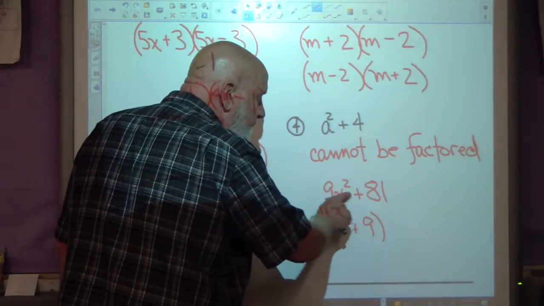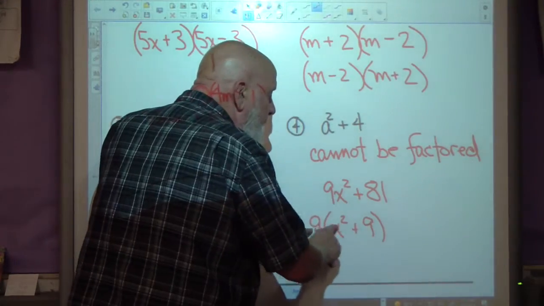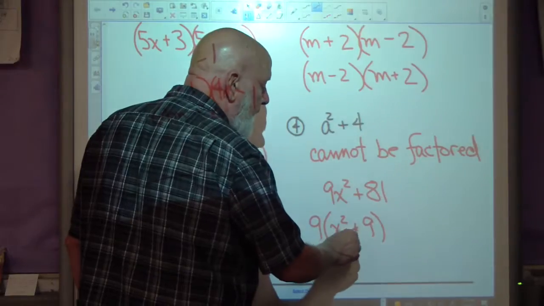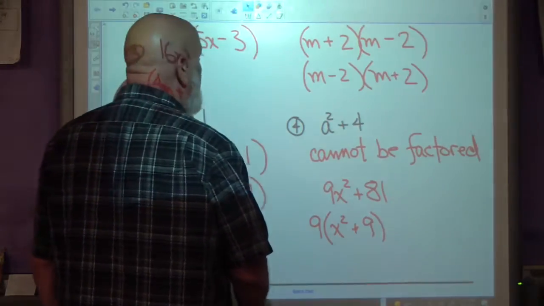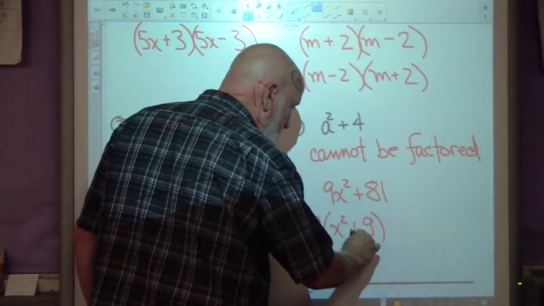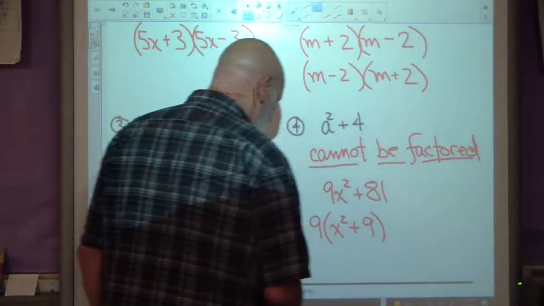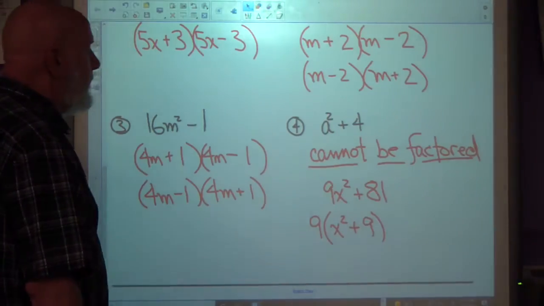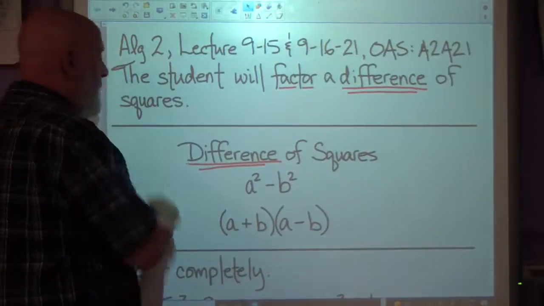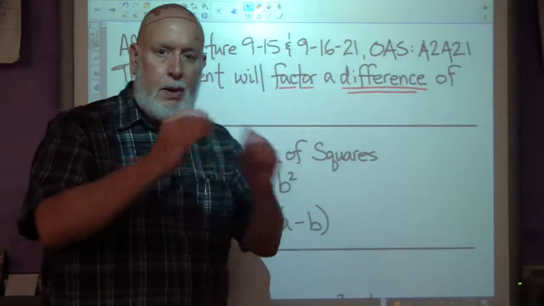Even though these are perfect squares and we have a sum of 2 squares, we can factor out a common term, but this resultant sum of 2 squares will not factor. A sum of 2 squares, if it has no common factor, will not factor. A difference of squares will. A sum will not. Cannot be factored. Okay? So there we go. Difference of squares. You can do this.